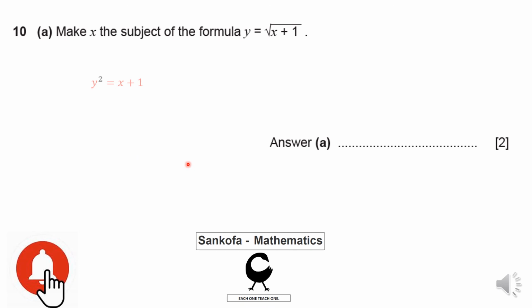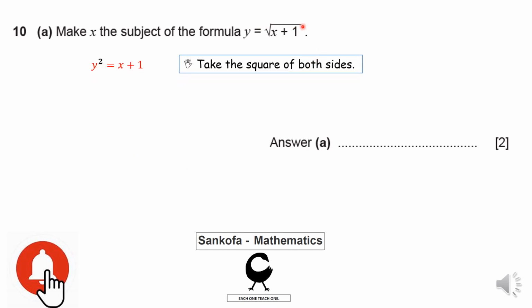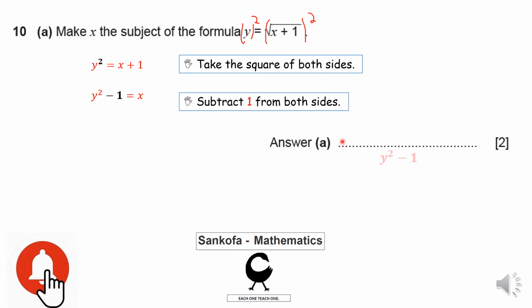First of all, y squared equals x plus 1. What I did here is I squared both sides. A square ultimately undoes the square root, so if you square here and you square here, the square root and the square are reverse operations of each other. Now the only thing left is for you to subtract 1 from both sides, and then you have y squared minus 1, and that is what the x value is when you make x the subject of the formula.